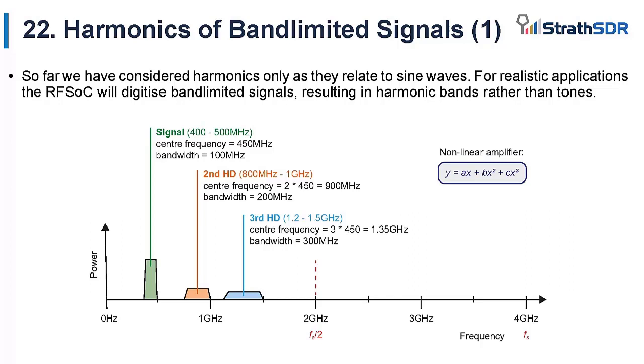The center frequency of our harmonic band is twice the center frequency of the signal, at 900 MHz, and the bandwidth is now 200 MHz. Moving on now to the third harmonic band. This has a center frequency of 3 times 450 MHz, in other words 1.35 GHz, and the bandwidth this time is 300 MHz. Therefore, we can see that the center frequency of each harmonic is related to the center frequency of the signal by an integer value, and the bandwidth of each harmonic is also related to the bandwidth of the signal by the same integer value.